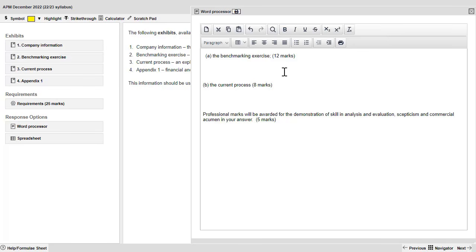We've got two things to look at: benchmarking and some current process. The pass mark is 50%, so 6 marks in A would be a bare minimum, 8 in B would be a bare minimum. Too risky though. I recommend you add a bit more. So 12 marks, let's add another quarter. I'm going to go for 8 ideas in part A, 6 ideas here. In case the marketing team doesn't agree with me, I've got a couple of ideas in reserve.